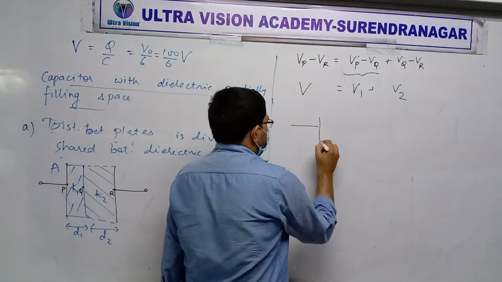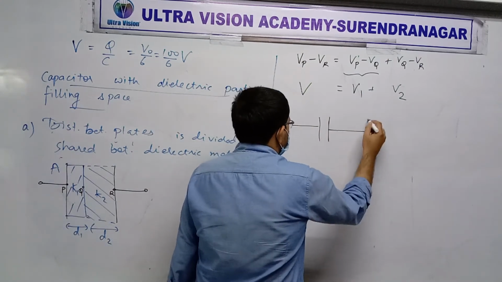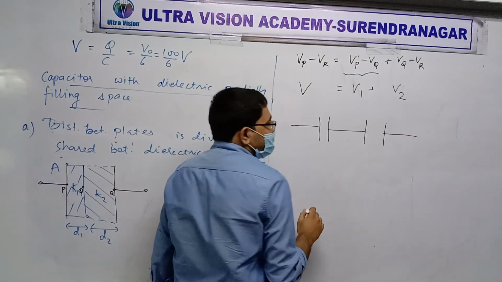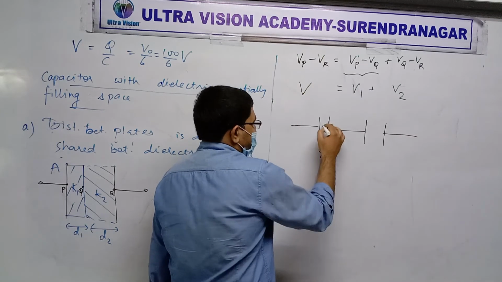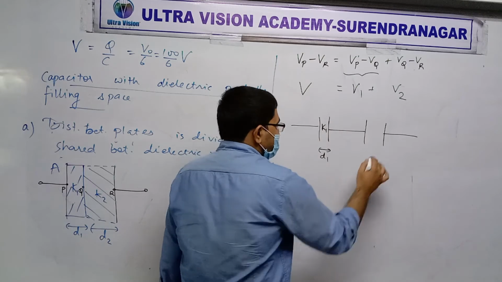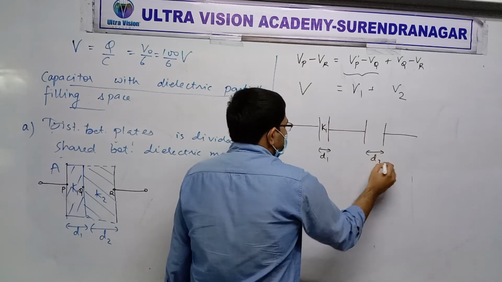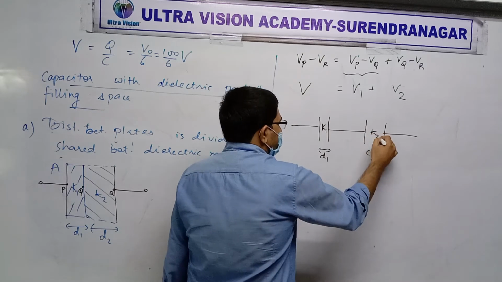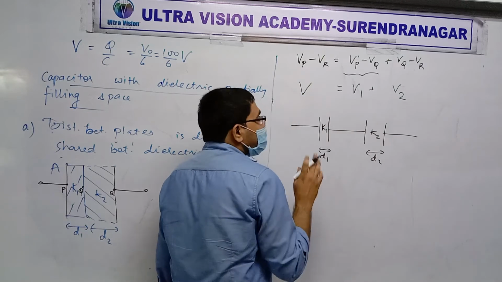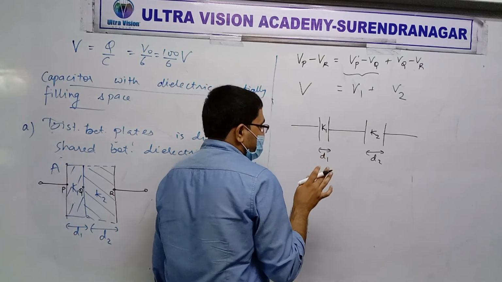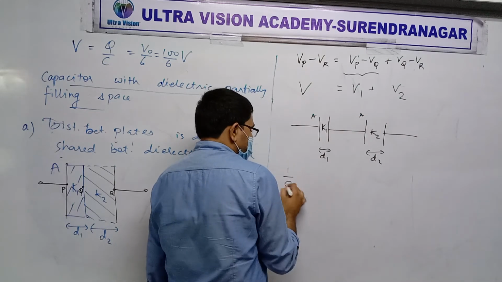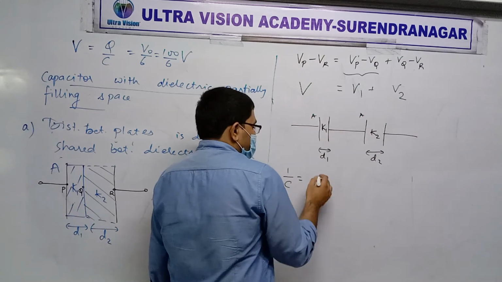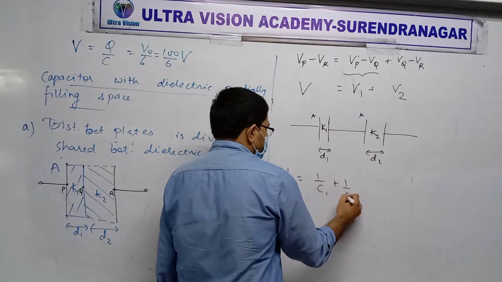Now we have to draw the equivalent circuit. This is the first one with width d1, or distance d1 between the plates. Here the material is K1. And here is d2 and here is K2. Clear or not? Okay, sure. The areas are both A. So in series 1 by C is equal to 1 by C1 plus 1 by C2.